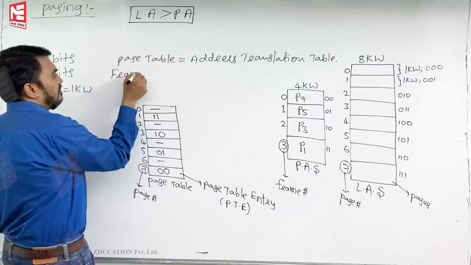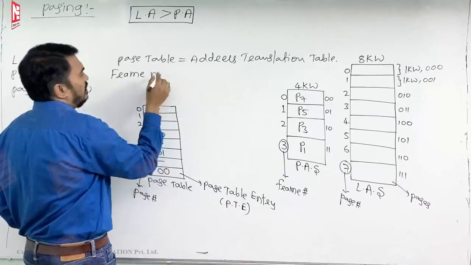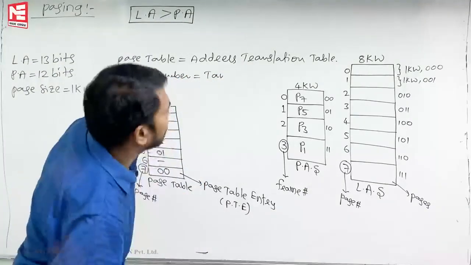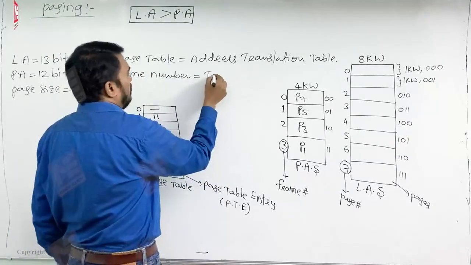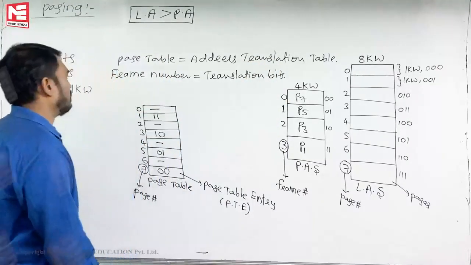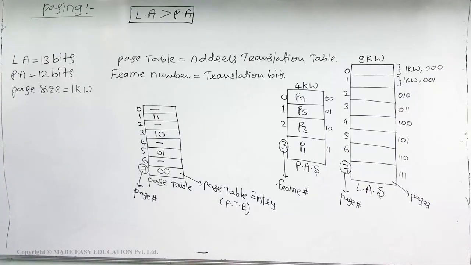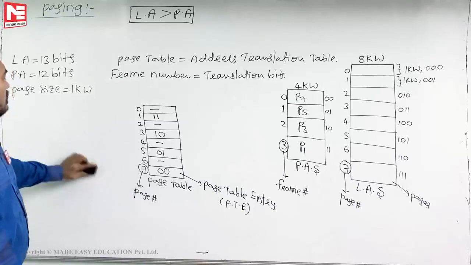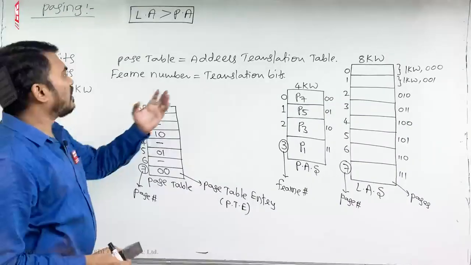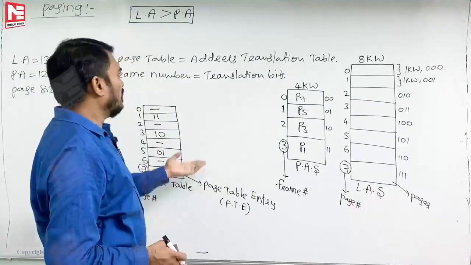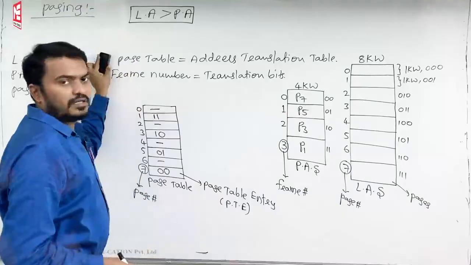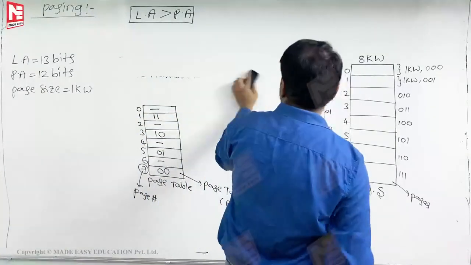And next, look here. Frame number is also called as translation bits. Frame number is also called as translation bits. You have to remember this. In different questions they use different names. So if they say address translation table, it means page table only. If they say translation bits, that is frame number only. You need to remember that. Did you copy?